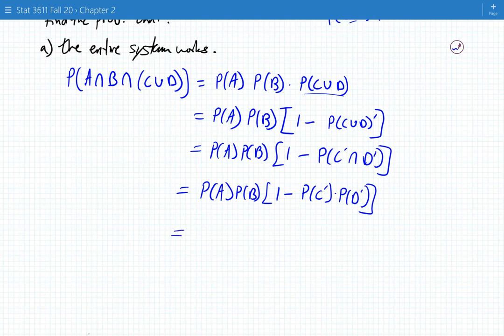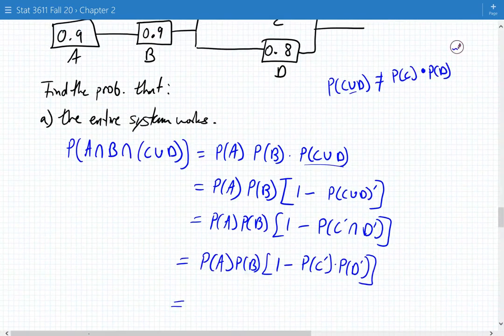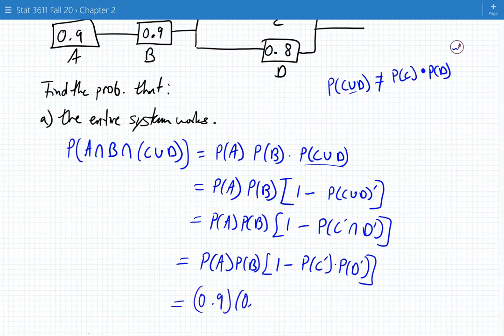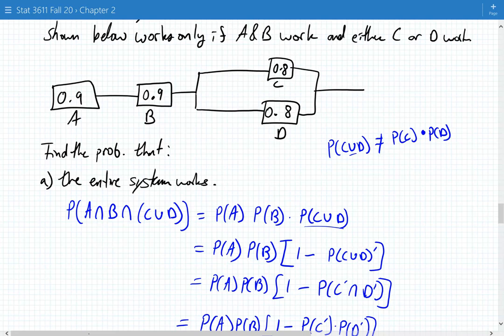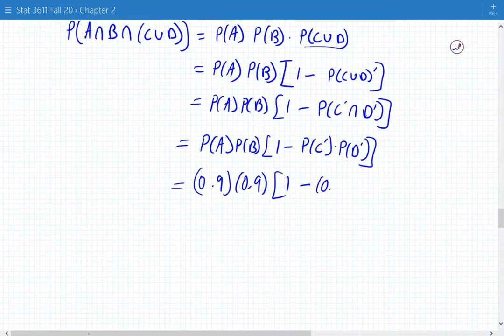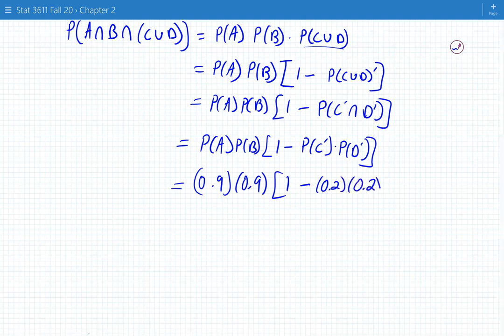And what do we have now? Well, the probability of A is 0.9 based on the diagram. Probability of B is 0.9 based on the diagram. And then 1 minus C prime and D prime. What is the probability of C prime? Well, if the probability that C works is 0.8, what's the probability that C doesn't work? Well, 1 minus that would be 0.2. And it's going to be the same thing for D as well. And so we have 0.9 times 0.9 times 1 minus 0.2 times 0.2. Run that through a calculator, and we should get about 0.7776.